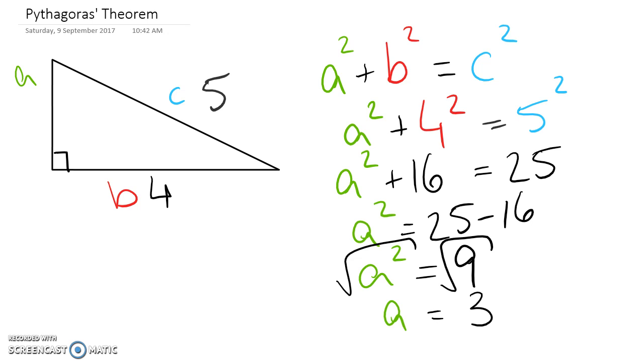So you can see that we can use Pythagoras' theorem for working out the length of the hypotenuse, but we can also use it to work out the lengths of either of the other two sides, assuming that we have a right angled triangle and that we know at least two of the side lengths.